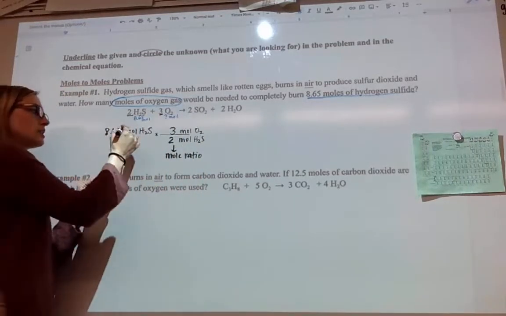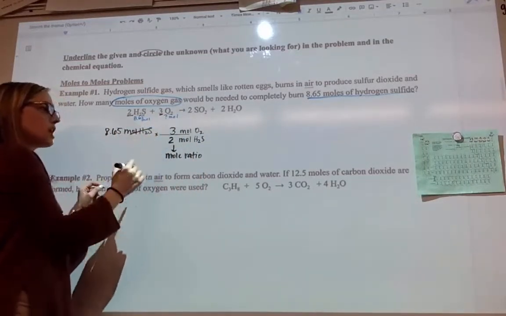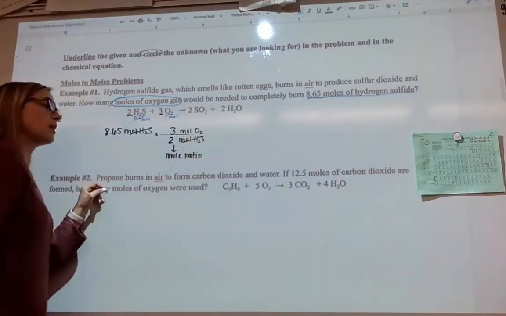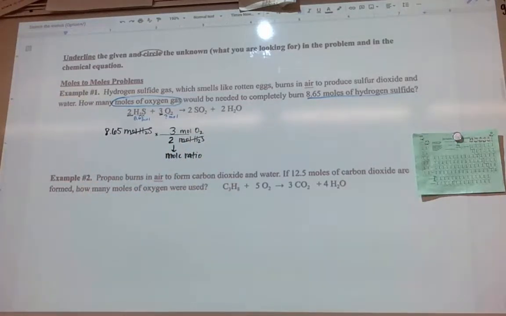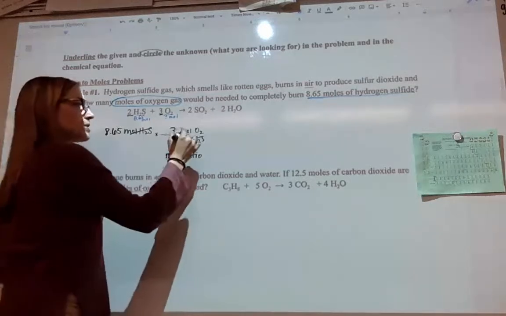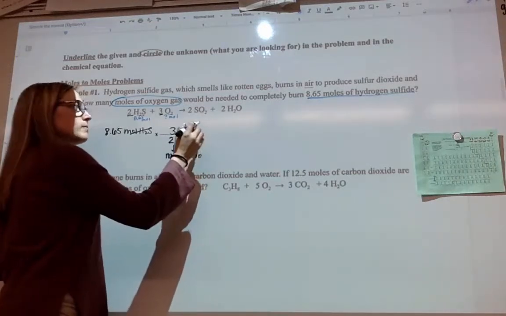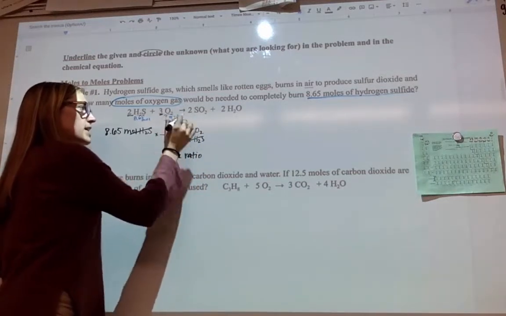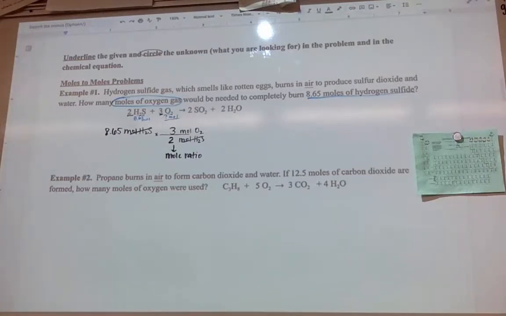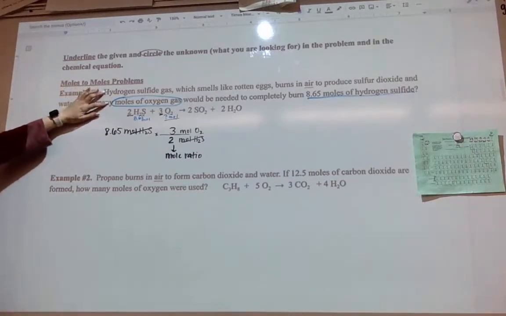Now look at our units here. Moles of H2S was on the top here. Moles of H2S was on the bottom here. Now the unit that I'm left with is moles of O2. This is why writing this underneath helps. The question wants to know how many moles of O2. I'm at the unit that they want.